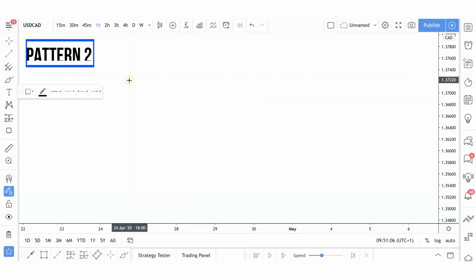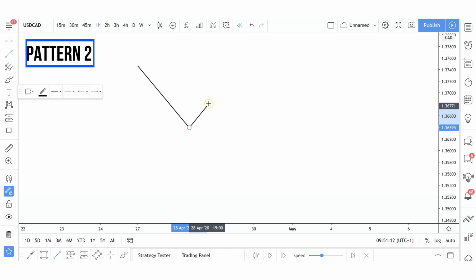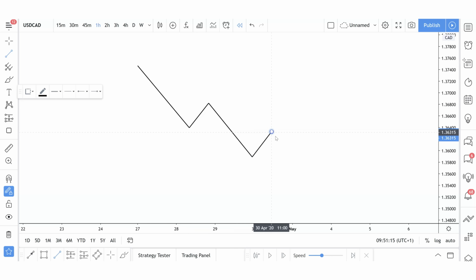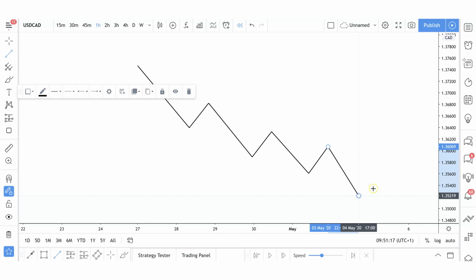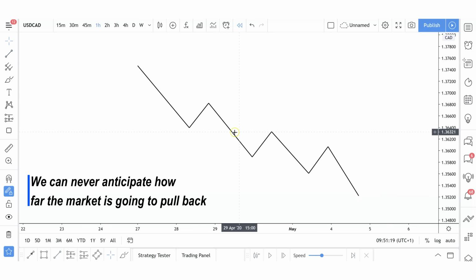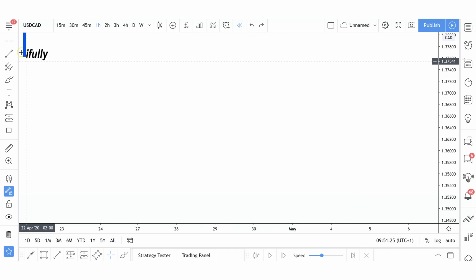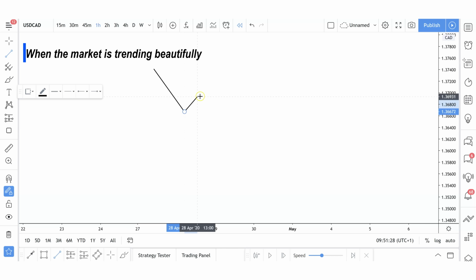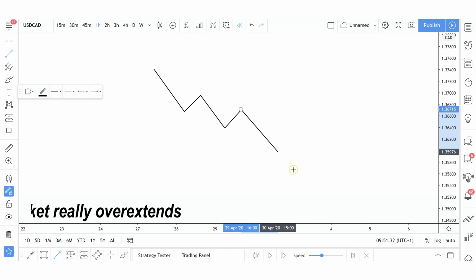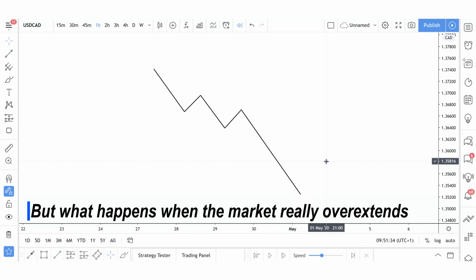For pattern number two, we're looking at USD CAD here, and what we understand as part of a pullback is the market will create lower lows and lower highs and higher lows. Now again, we can never anticipate how far the market's going to pull back, but what we can identify is a few different things. When the market is trending beautifully, you'll see the market push to the downside, pull back, push to the downside and pull back. But what happens when the market really overextends?